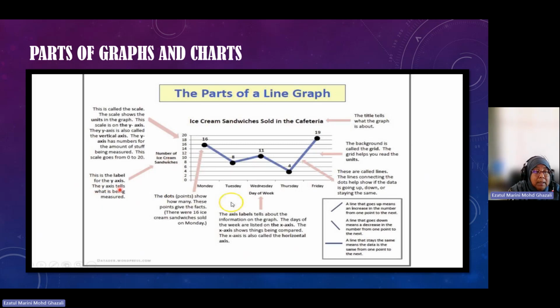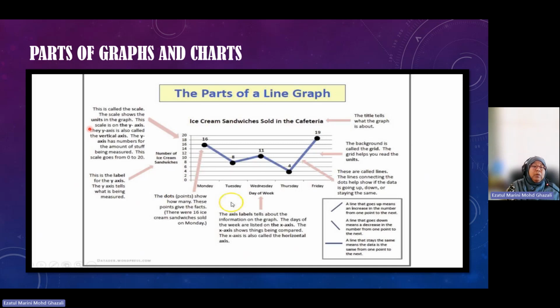The y-axis tells what is being measured. What is being compared is on the x-axis. What is being measured is on the y-axis. All right. If you look at the numbers here at the side of the graph, 0, 2, 4, 6 up until 20, these are called the scale. All right. The scale shows the units in the graph.